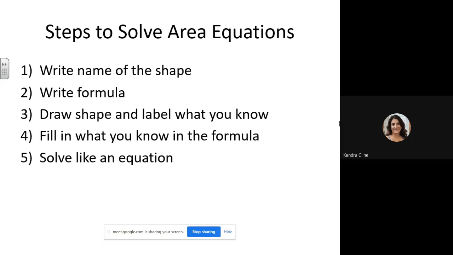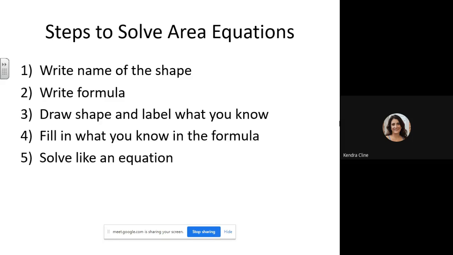Okay, so the first thing you're going to write on your notes is the steps to solve area equations. You're going to write these 5 steps on your notes. The first thing you're going to do is write the name of the shape. You're going to focus in on the name of the shape when you are working on these, because that's going to help you do number 2. Write the formula. You've got to know what shape you're dealing with in order to know which formula you need to pick from your sheet.